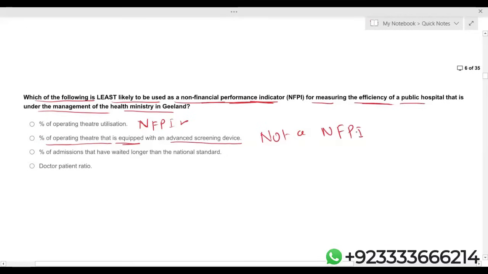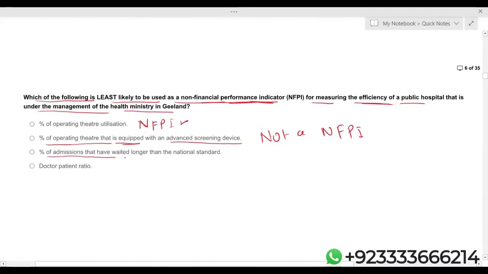Try to understand what is written. Percentage of operating theater that is equipped with advanced screening device. Let's say there are 50 operation theaters, assuming. Out of 50, 30 are having advanced screening device. Then so what? Whatever this non-financial performance indicator, you are just telling us that within that theater there is an advanced machine. You are talking, what about the utilization of resources? It is not showing the utilization of resources. Then it is not a non-financial performance indicator.